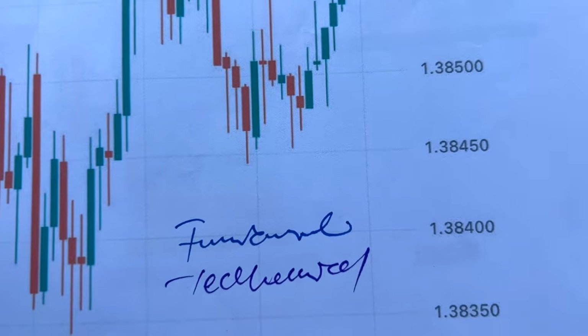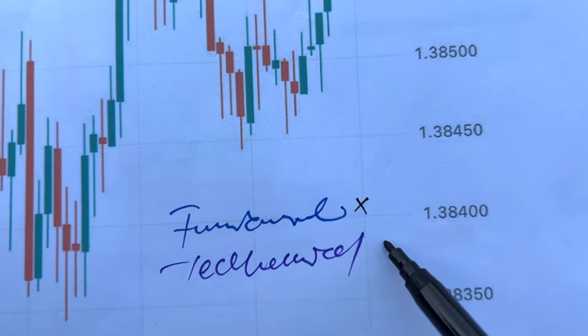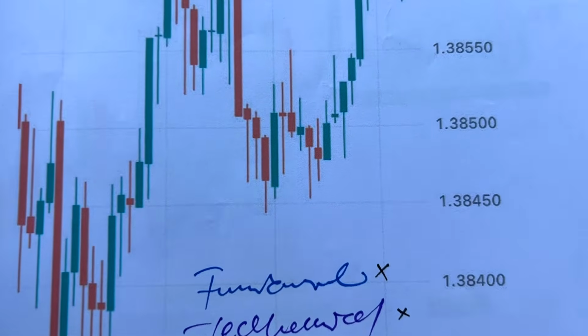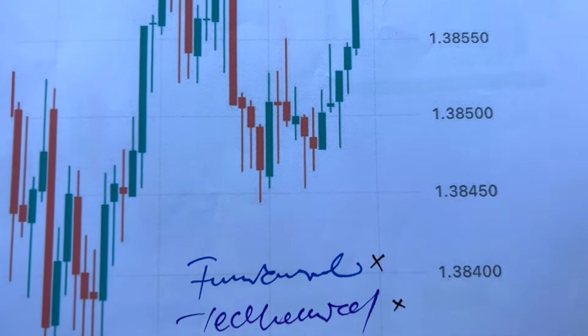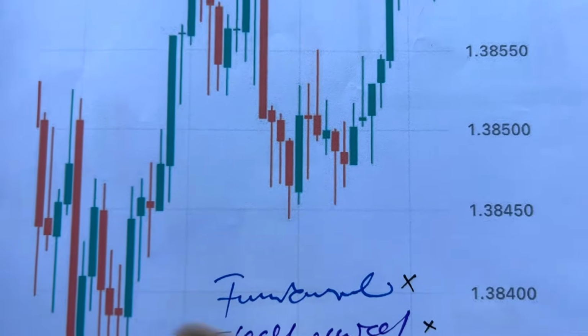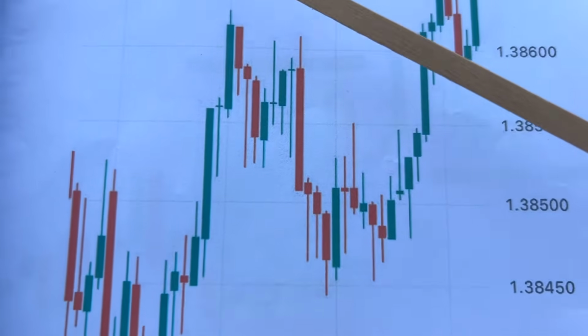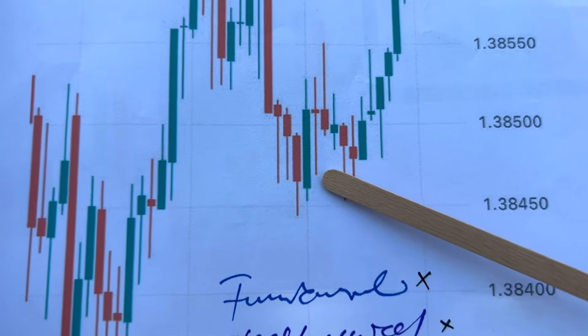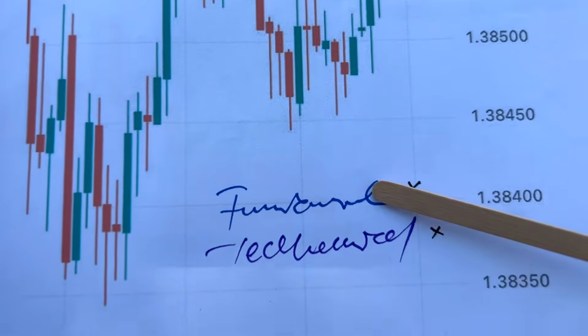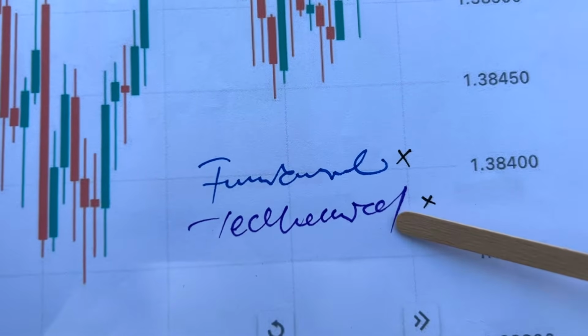But before we get into the fundamental and technical, we need to understand how this graph works. Now, as I've already said, when the graph goes up, it's a buy, and when the graph goes down, it's a sell. There are two main ways to trade this chart. The first one is fundamental, the second one is technical.